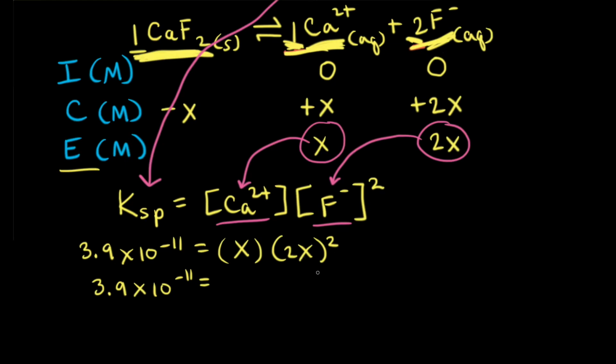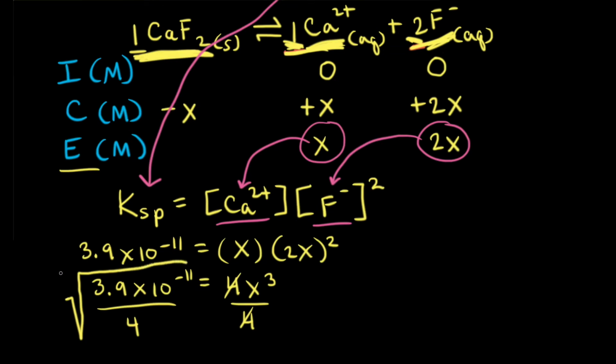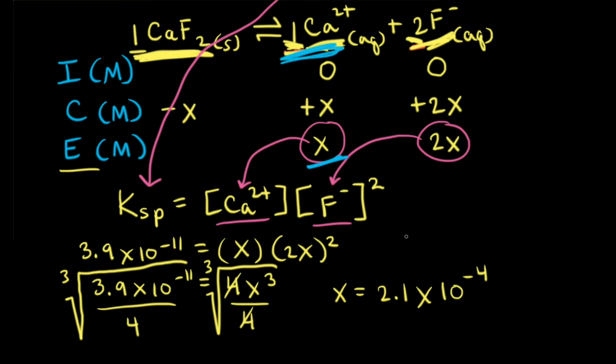Well, 2X squared is equal to 4X squared, times X is equal to 4X cubed. So to solve for X, we need to divide both sides by 4, and then take the cube root of both sides. So we take the cube root of the left side and the cube root of X cubed. That gives us X is equal to 2.1 times 10 to the negative 4th. And looking at our ICE table, X represents the equilibrium concentration of calcium 2 plus ions. So 2.1 times 10 to the negative 4th molar is the equilibrium concentration of calcium 2 plus ions.